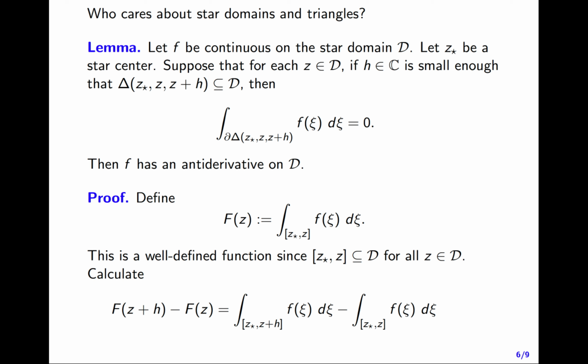So this is the integral over z star to z plus h of f minus the integral over z star to z of f. And so what does this thing equal? Well, hopefully it equals something that we can control very nicely when we divide by h and take a limit. Instead, look at the 3 points involved in this integral, z star, z, and z plus h. That is, again, big F of z plus h minus big F of z is the integral over the line segment from z star to z plus h minus the integral over the line segment from z star to z.